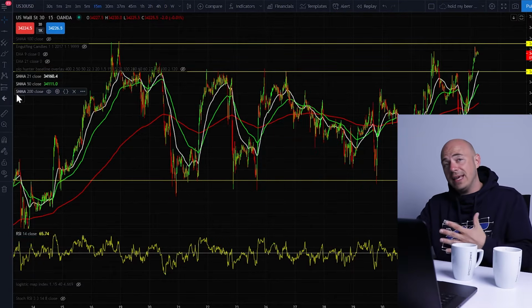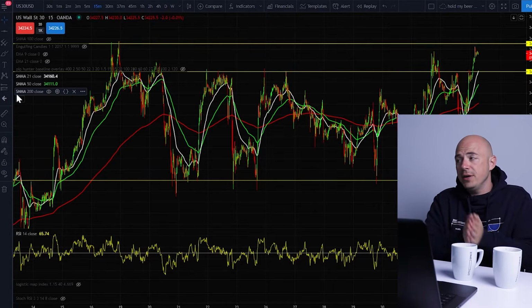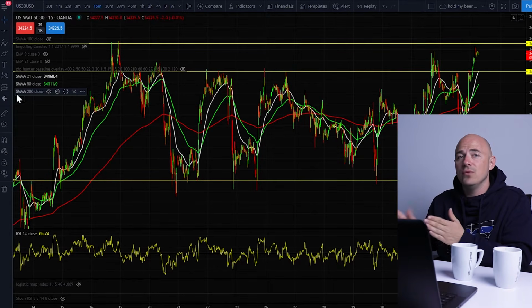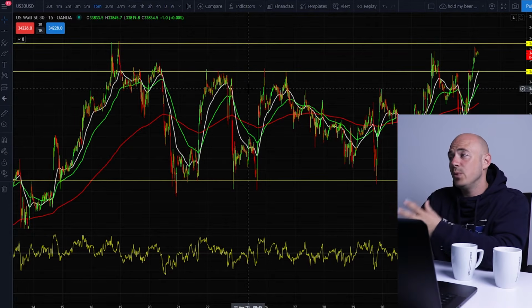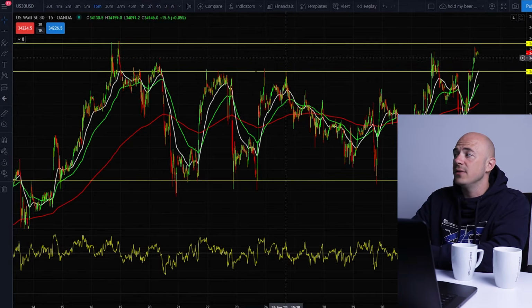I like to have 3 moving averages up. They are smoothed moving averages, the 21, the 50, and the 200, just so I can get a clear idea of what the price is doing if we're trending up or trending down. So now that we've got that set up, we look at our levels, we see these key levels of support and key levels of resistance.